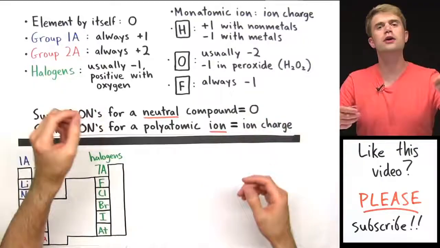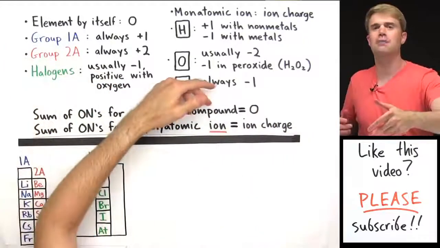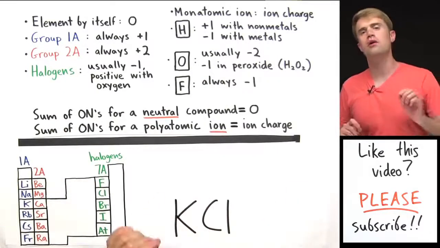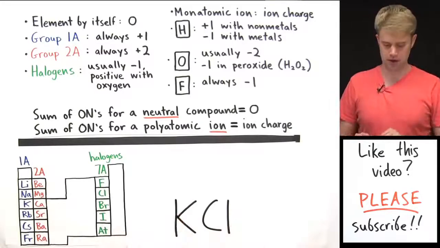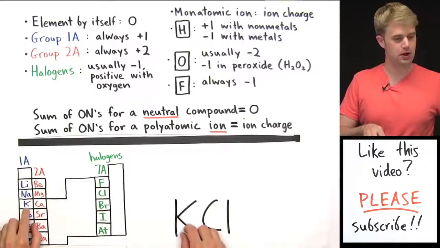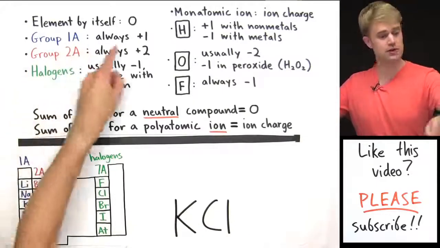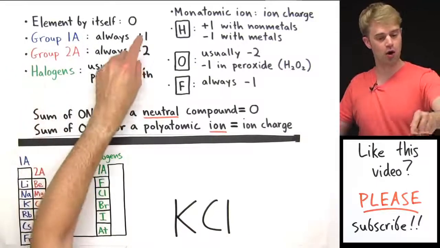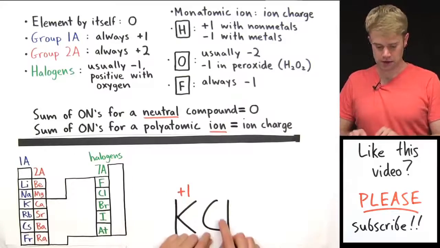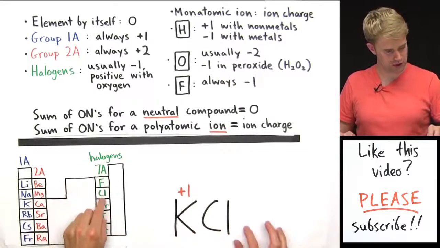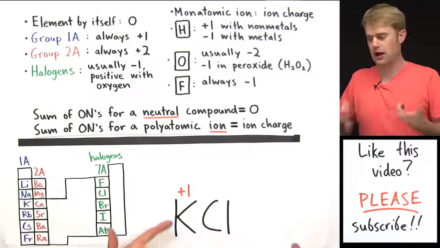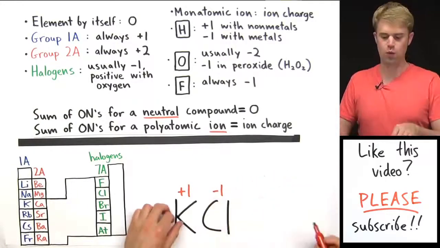Now for the rest of these rules, we usually use more than one together. So I'll just talk about these as we use them in example problems. Here is our first example. KCl, we want to figure out the oxidation numbers of the elements in this compound. Okay, so let's take a look at our rules here. K, potassium, is in this column in the periodic table. It's in group 1A. So there's this rule that elements in group 1A are always +1. So that is potassium's oxidation number. Then we have Cl over here. That is one of the halogens. Halogens, usually -1, positive with oxygen. Well, Cl certainly isn't with oxygen here, so we'll give it a -1 oxidation number.